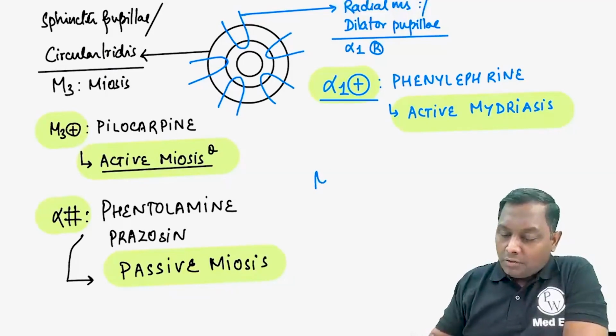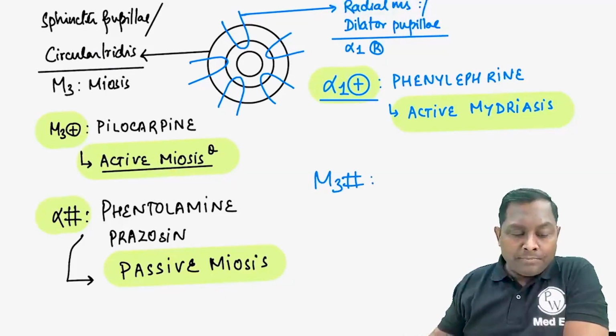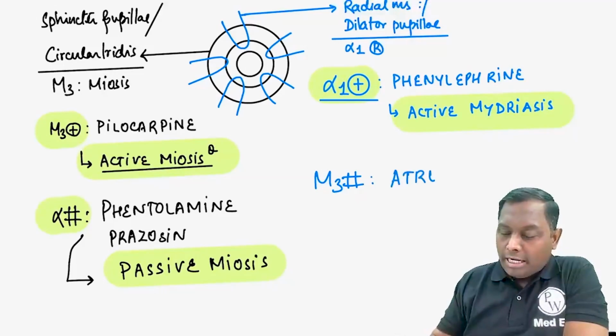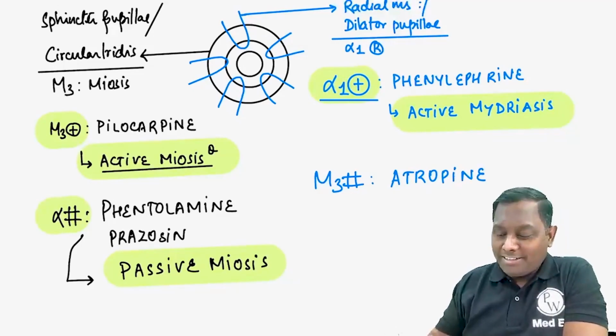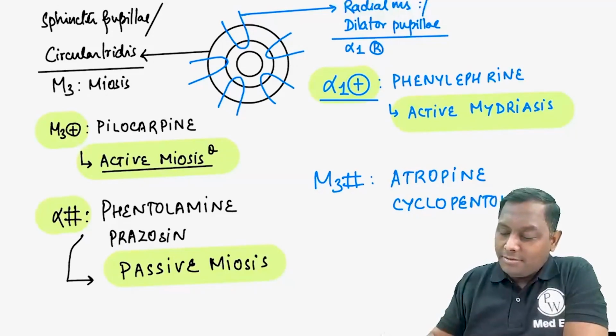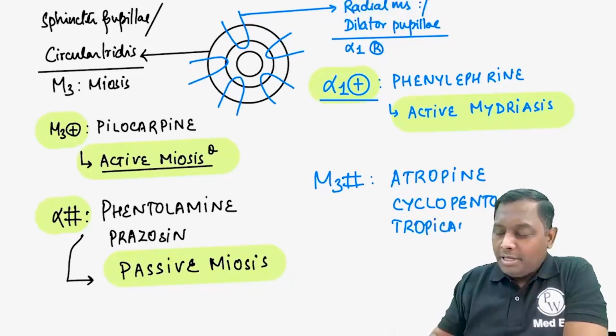We are going to give our patient an M3 antagonist. M3 antagonists are going to be drugs like atropine, homatropine, tropicamide, cyclopentolate. There are many drugs. Just writing a few of them: cyclopentolate, tropicamide, these are the M3 antagonists.